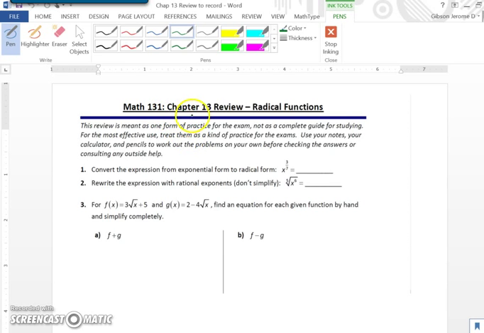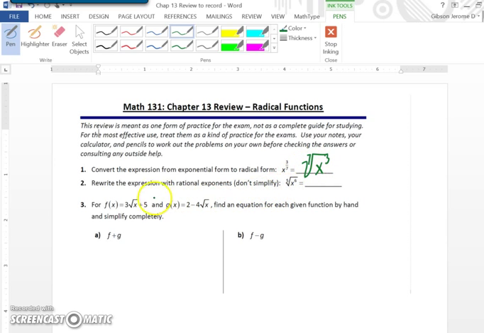Hello class, we're about to start the chapter 13 review, radical functions. We have number 1, convert the expression from exponential form to radical form. Now we have x to the 3/7 power. Now we know this denominator will become the index of the radical. So we have the 7th root of x to the 3rd power because the numerator would be our exponent under the radical. So this will be our final answer for number 1.